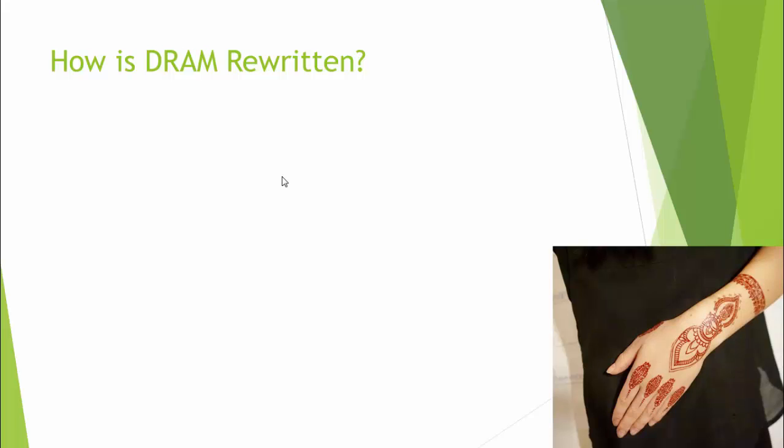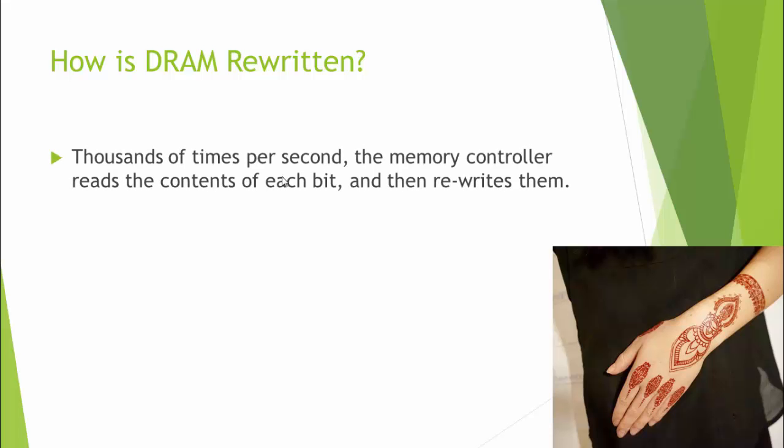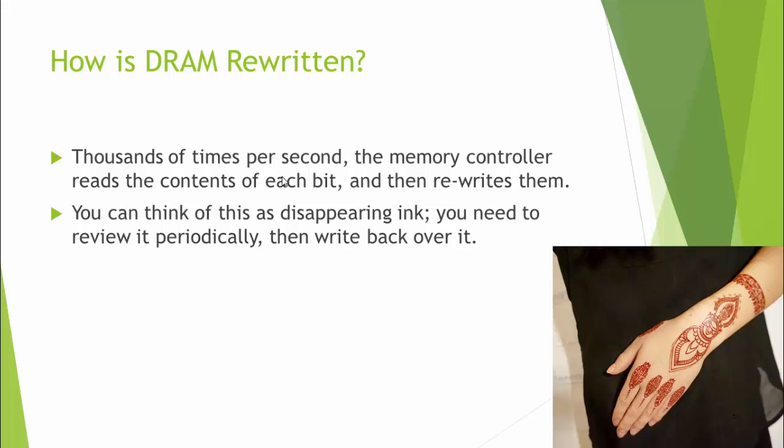And this is what we mean by dynamic RAM. The D in DRAM is that refreshing requirement. So thousands of times per second, the memory controller reads a given bit and then rewrites the 0 or 1 back to that capacitor. And so we can think of this as being like disappearing ink, like a henna tattoo. If we want to keep it, we have to go back and rewrite it on a regular basis because it will slowly fade.